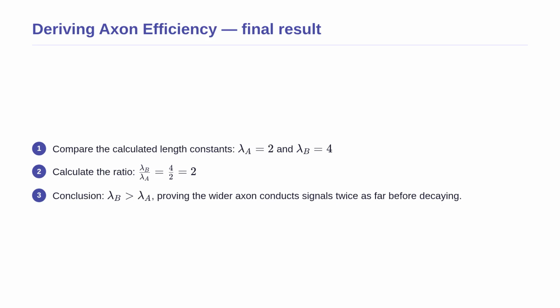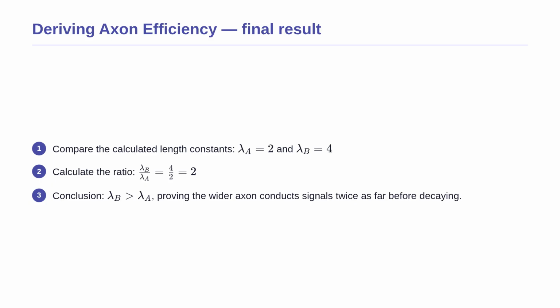So, we have calculated the length constants for both axons, which brings us to our final logical proof regarding axon efficiency. We set out to prove mathematically why a wider axon is better at conducting signals. By comparing our results, we see that the length constant for axon B is 4, which is exactly twice as large as the length constant of 2 for axon A.